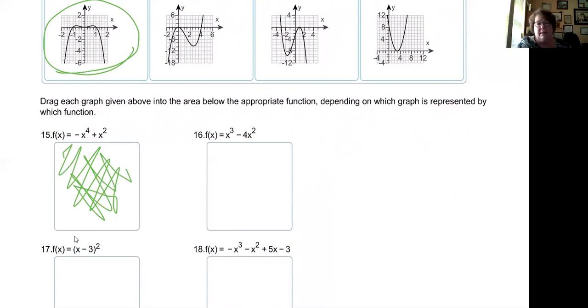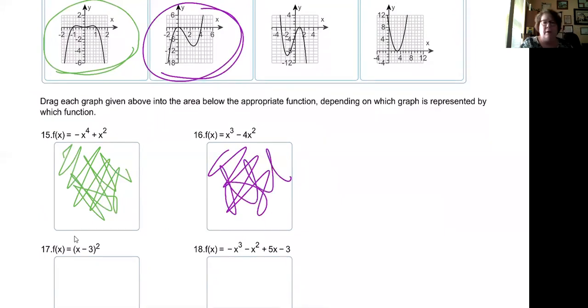All right, let's look at 16. We have x to the 3rd minus 4x squared. That is a 3rd degree function whose leading coefficient is positive. If we have an odd function whose leading coefficient is positive, it must fall to the left and rise to the right. And the only one that falls to the left and rises to the right is the second one. So I would drag and drop it into that box.